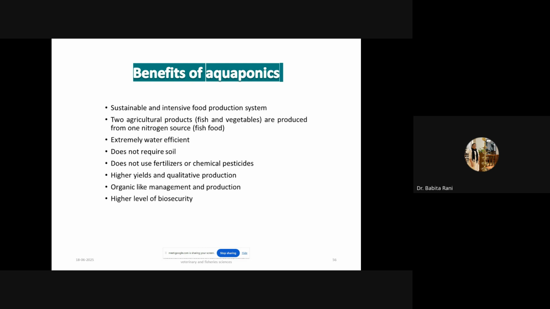Benefits, of course: two systems, fruits and vegetables, fish and vegetables, everything will be extremely water efficient, do not require soil, no pesticides, high yield, quality. You might have seen aquaponics produced spinach and lettuce available, maybe one third costlier than ordinary produced lettuce. In value chains, you will see lettuce at maybe 130 rupees instead of 100 rupees because it is aquaponically produced. That means no chemical, no pesticide, no bacterial problems. It's almost like organic management, so people prefer it and pay more.